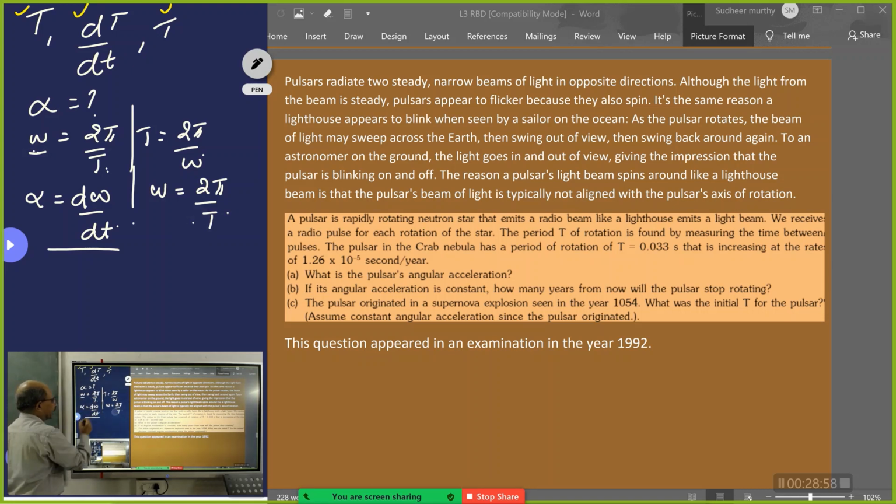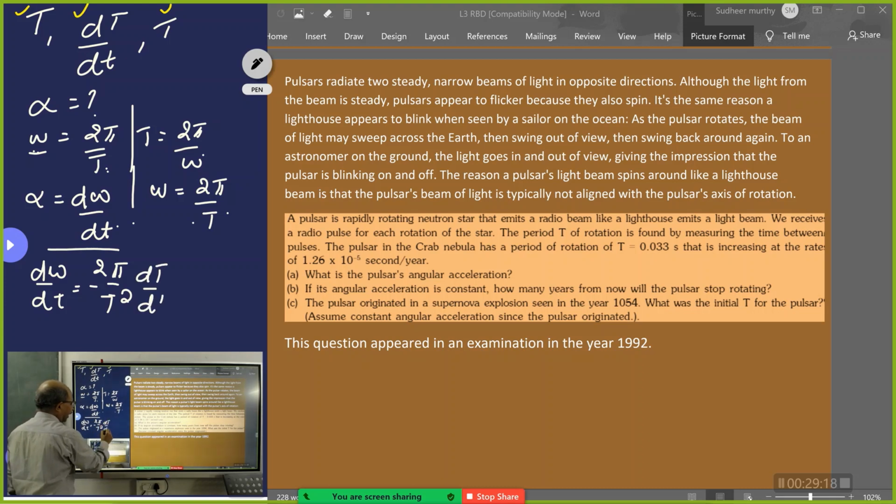So you simply differentiate this equation, and you will get d omega by dt. Here d omega by dt will be equal to, with T going there, 1 by T squared, with 2 pi in the numerator, into dT by dt. Differentiate, plug in the values, and you will get alpha.